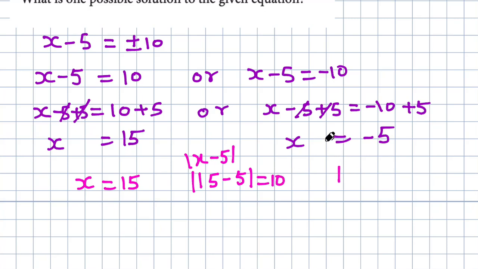And if I am plugging in minus 5 in place of x, so it's negative 10 inside the modulus sign, which is 10. That means x can take two values, 15 and negative 5. So one possible solution can be 15 or it can be negative 5. Correct?